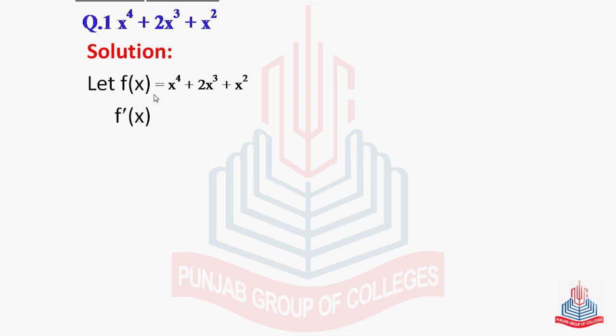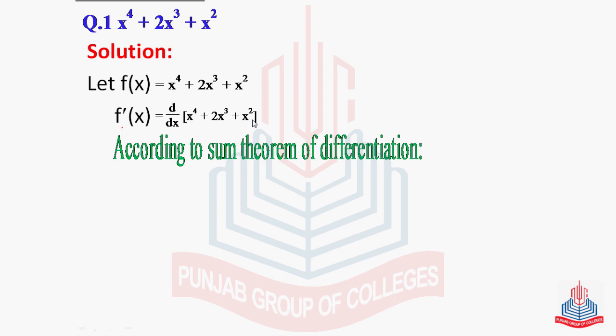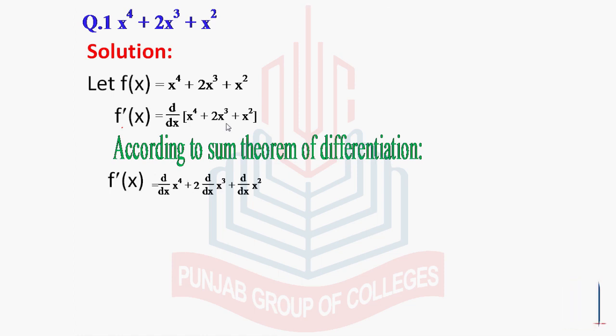Now applying the derivative on both sides. When we apply the derivative on both sides, f(x) will become f'(x), and on the right hand side, the derivative will apply on this whole function. According to the sum theorem of differentiation, the derivative will apply separately on these three terms. So the derivative will apply on x⁴, and on 2x³. But as we know, when the derivative applies on c·f(x), the constant 2 comes outside the derivative, and the derivative applies only on x³, plus d/dx of x².